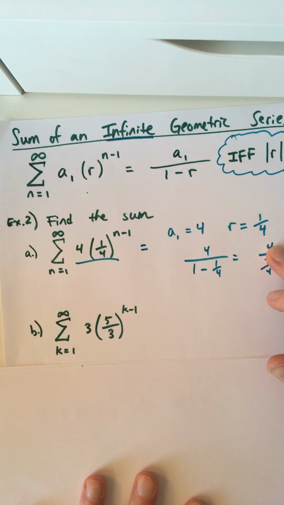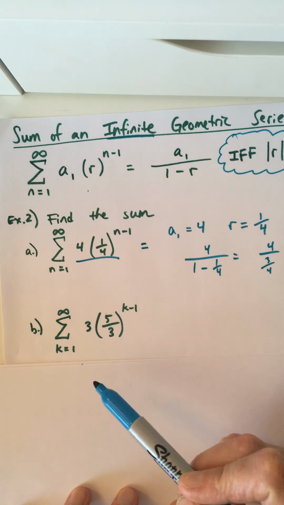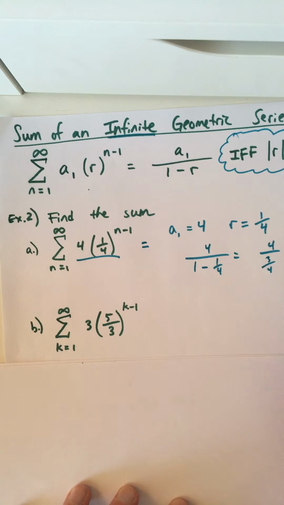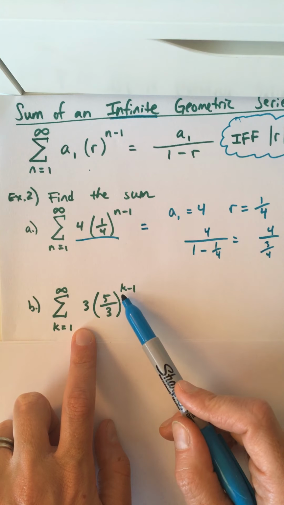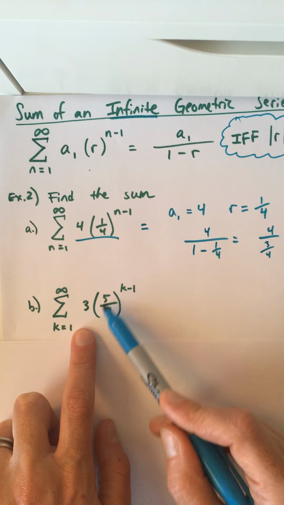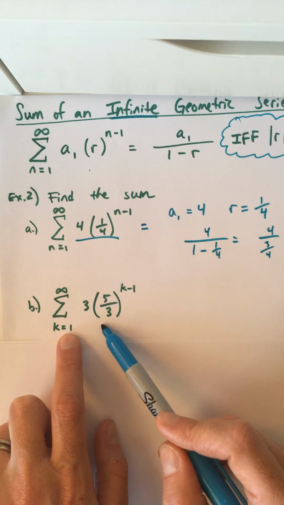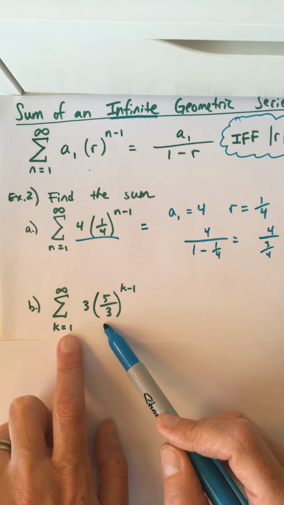Here's another example. In part B, we want to find the sum from k equals 1 to infinity of 3 times 5/3 to the k minus 1. Let's think about the meaning of that. If we were to plug in 1, we have the value of this being 1 times 3. If we plug in 2, we have 3 times 5/3 raised to the first power. If we plug in 3, we have 5/3 squared.